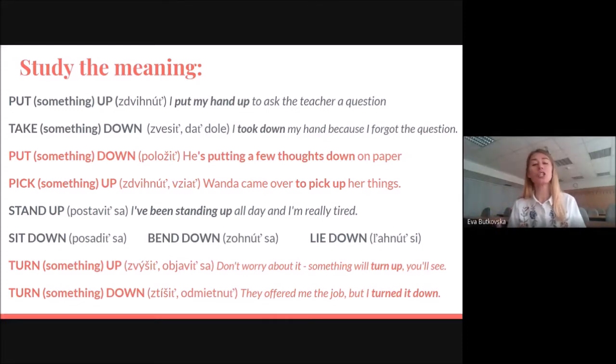And as well, turn down. There is another meaning. And if you look at the example sentence, they offered me the job, but I turned it down, really means I refuse it. So there is more than one meaning to phrasal verbs turn up and turn down. Literal one is turn up the volume, or turn down the volume, but turn up as appear, or turn down as refuse. So I'll give you a moment to go through this.